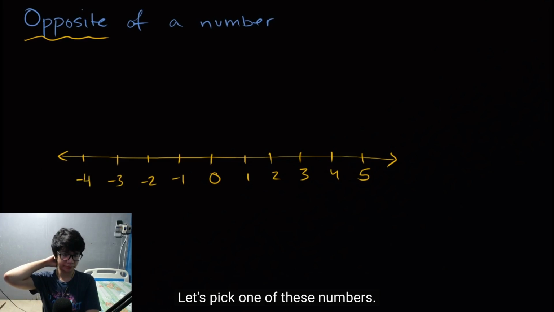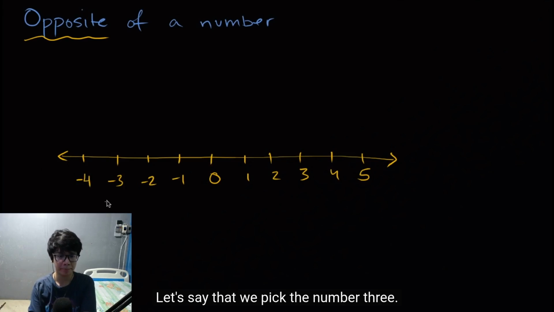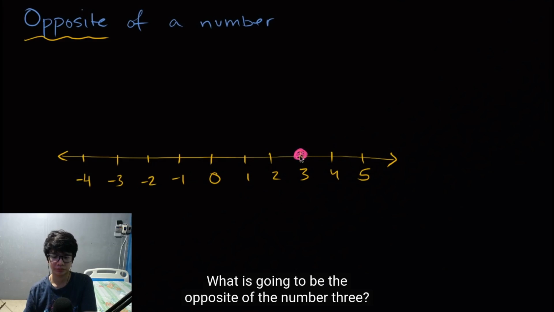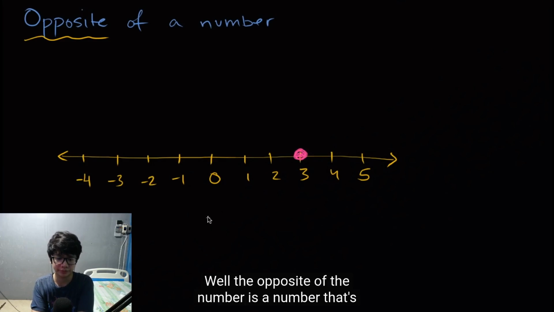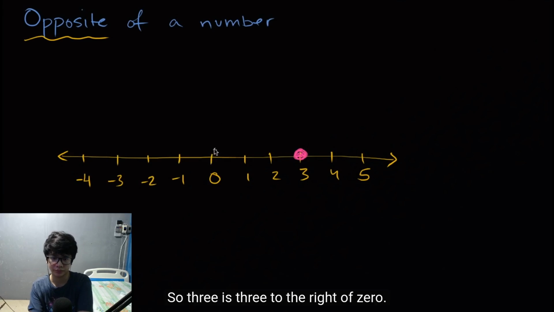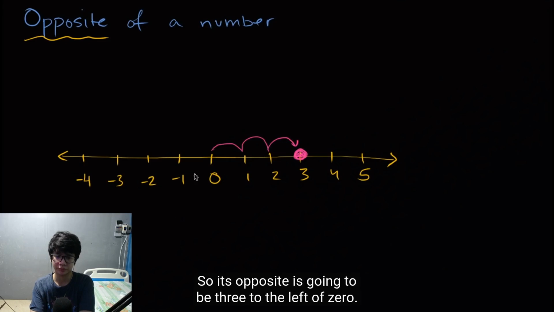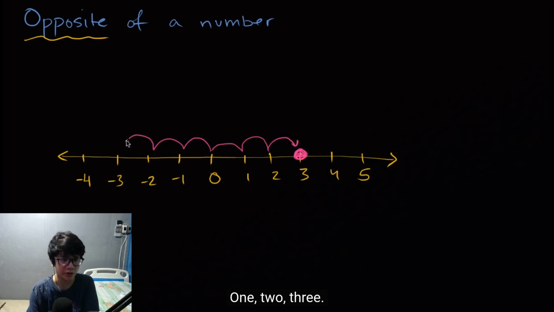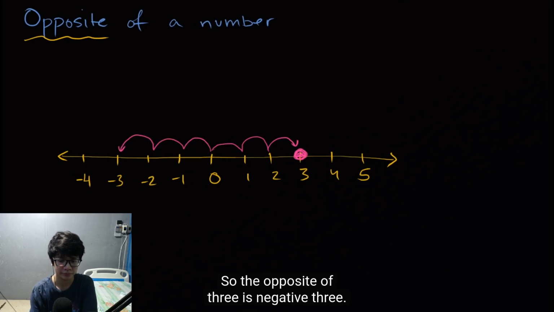So let's pick one of these numbers. Let's say that we pick the number 3. What is going to be the opposite of the number 3? Well, the opposite of a number is a number that's the same distance from 0, but on the other side. So 3 is 3 to the right of 0: 1, 2, 3. So its opposite is going to be 3 to the left of 0: 1, 2, 3. So the opposite of 3 is negative 3.